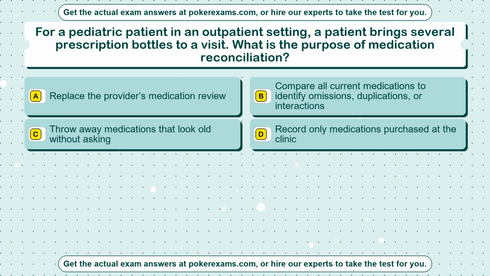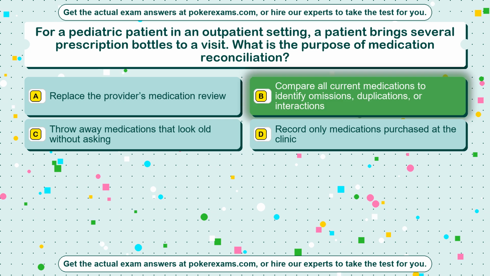Question 25. For a pediatric patient in an outpatient setting, a patient brings several prescription bottles to a visit. What is the purpose of medication reconciliation? Option A, replace the provider's medication review. Option B, compare all current medications to identify omissions, duplications, or interactions. Option C, throw away medications that look old without asking. Option D, record only medications purchased at the clinic.